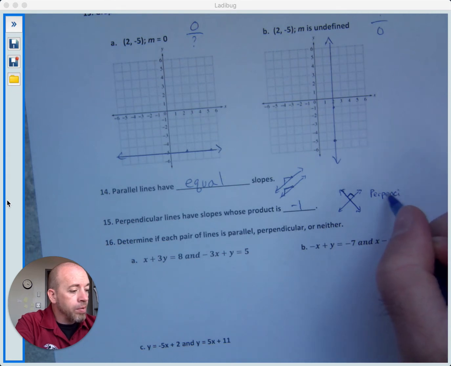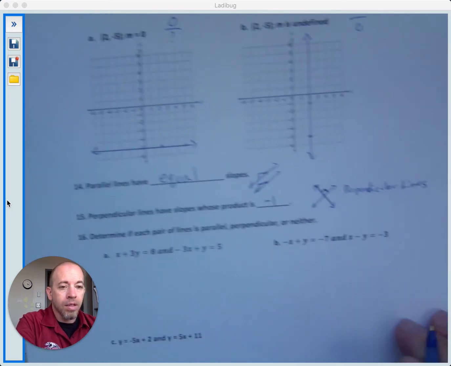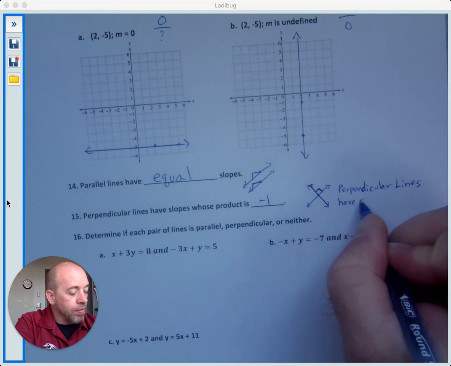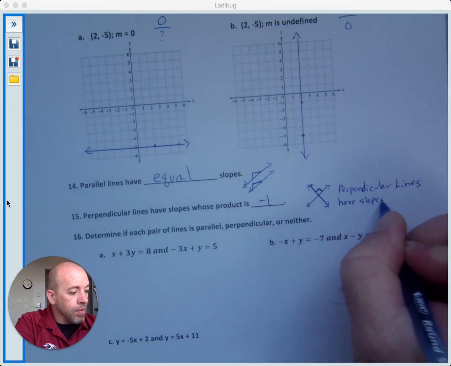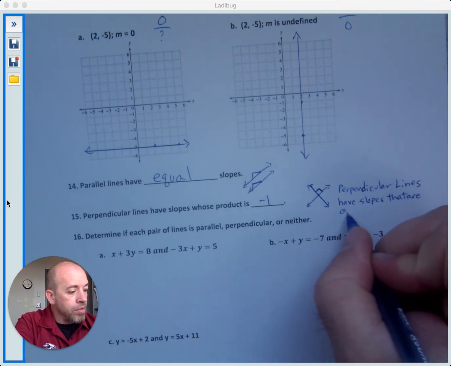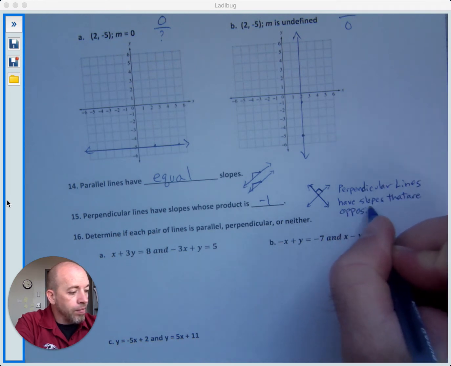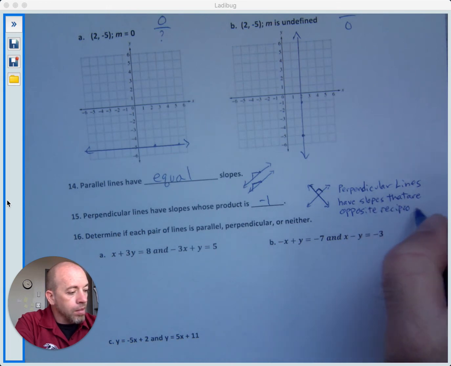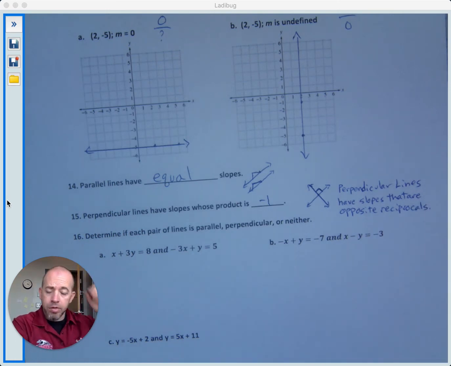Okay, so perpendicular, better spell this right, perpendicular lines have slopes that are opposite reciprocals. That's probably how you learned about it back in high school or maybe even middle school.